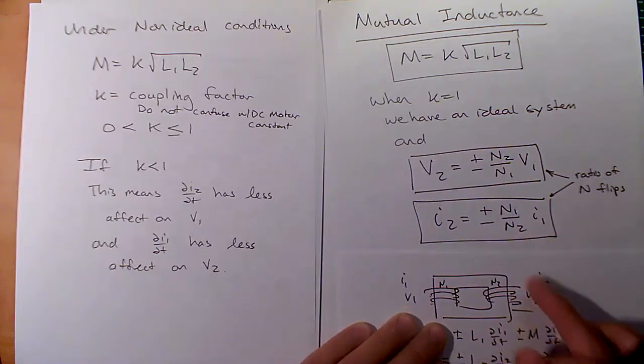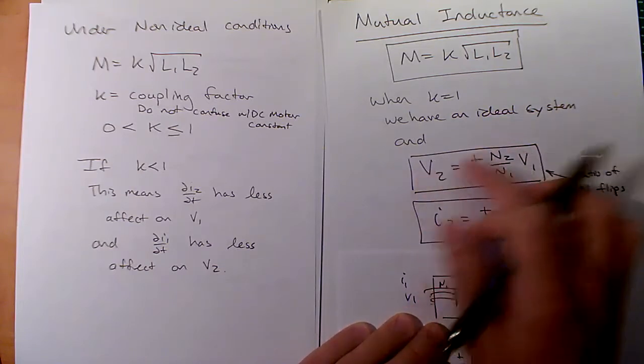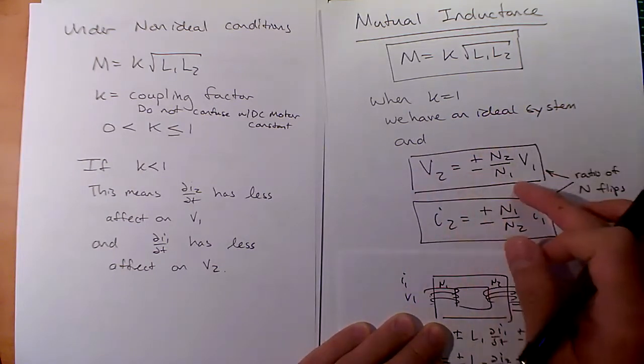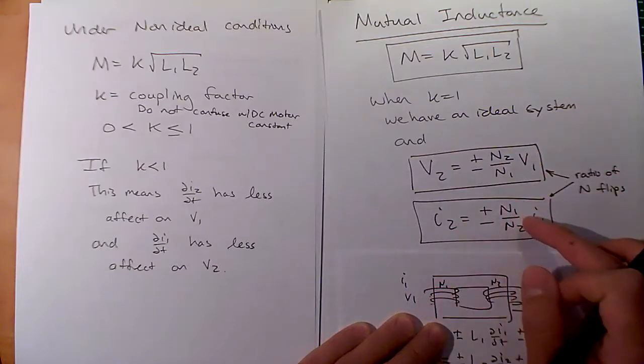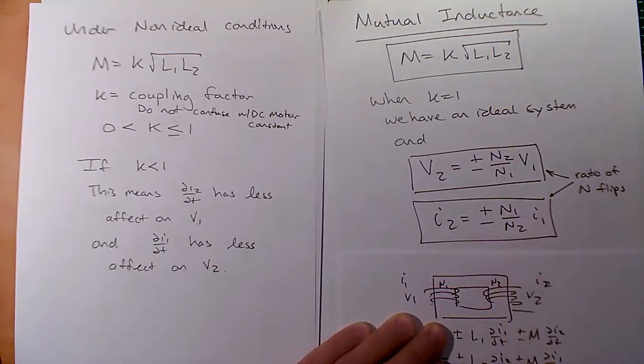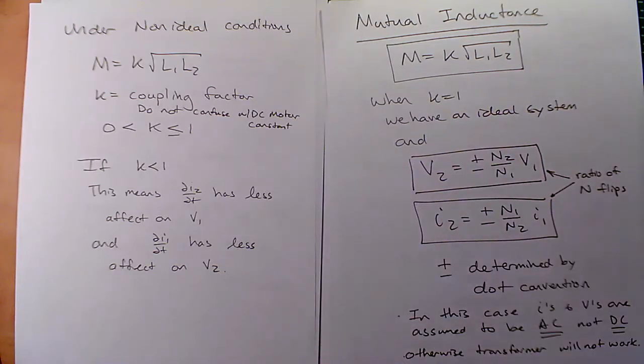So I think of this as output. So V2 equals N2, that's my memorization. And then I know the pattern over N1 V1. And then I2, which is again an output, equals N1 because it flips over N2 I1. And the plus or minus, you'll just have to get it from the dot convention. That's how I remember it.